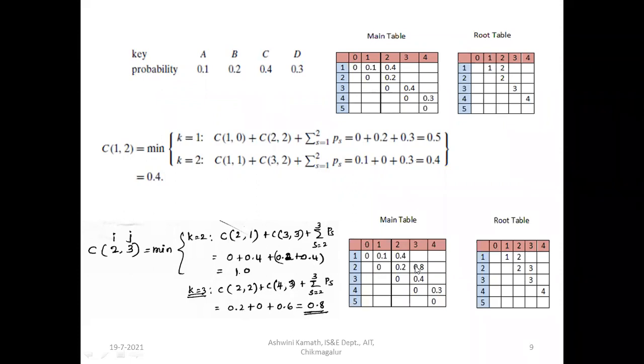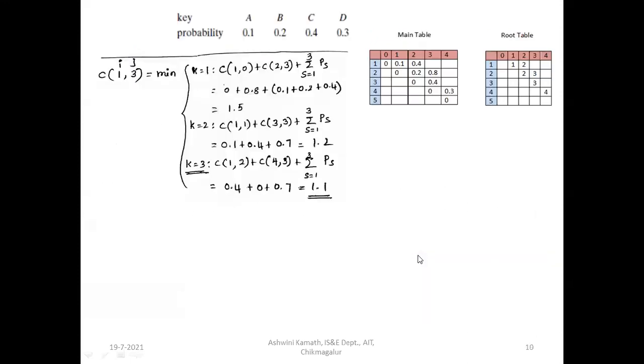So update the table. C(2,3) is equal to 0.8 and in the root table, (2,3) is equal to 3. Why is this 3? Because when K is equal to 3, we are getting the minimum value. Now let us consider the next value. How to consider the next value? We have to calculate C(1,3).